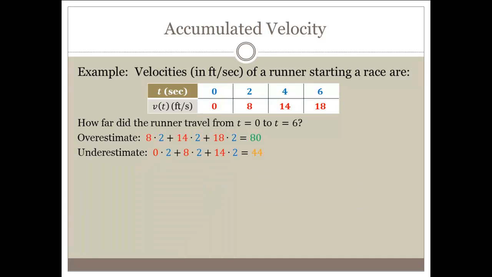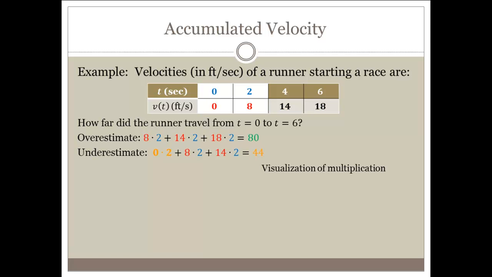Let's now do this calculation for our underestimate, starting with the time interval from 0 to 2. To visualize this, we'll start with the fact that we approximated our distance as v at 0, which is 0, over the time interval of 2 seconds. So delta t equals 2. This can be represented with a rectangle of height 0 and width 2, which gives an area of 2 times 0, which is 0.